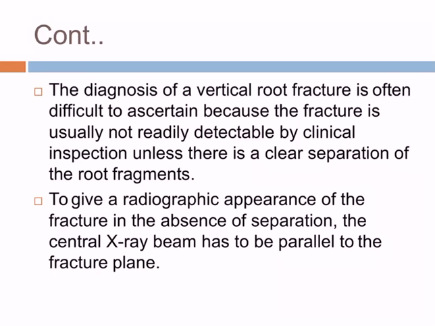Now, if you are thinking of vertical root fracture, you have to ascertain it. If you can inspect it and your root fragments are separable, then you can know that this is a vertical root fracture. But sometimes they are not so separated, and you can't ascertain it by inspection. Then you look for a radiographic appearance of the fracture in the absence of separation. You can see it radiographically. The central x-ray beam has to be parallel to the fracture plane. This is the way you take your radiograph.